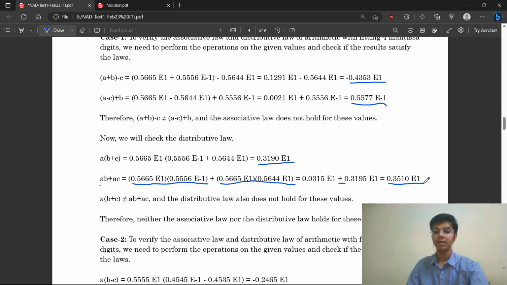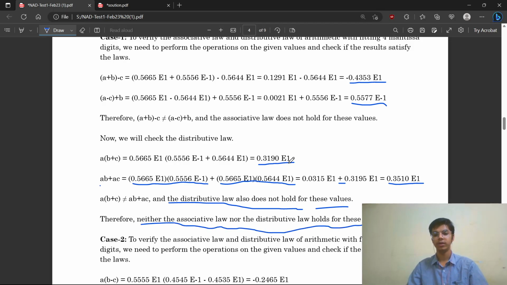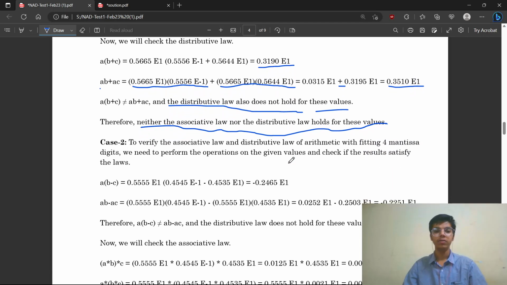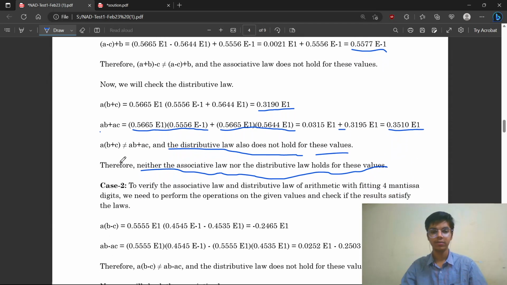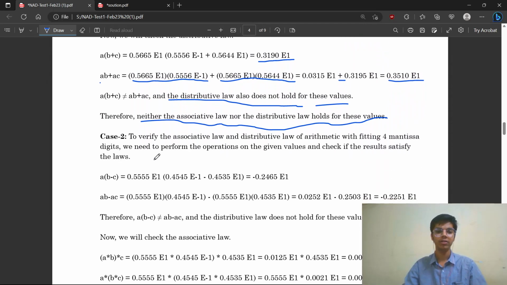Similarly here, the value of a bracket b plus c is not equal to ab plus ac. Thus the distributive law also does not hold for these values. Therefore neither the associative law nor the distributive law holds for these values. Now we are going to look at the second question, in which a different equation is given. So let's verify if they are associative or distributive.